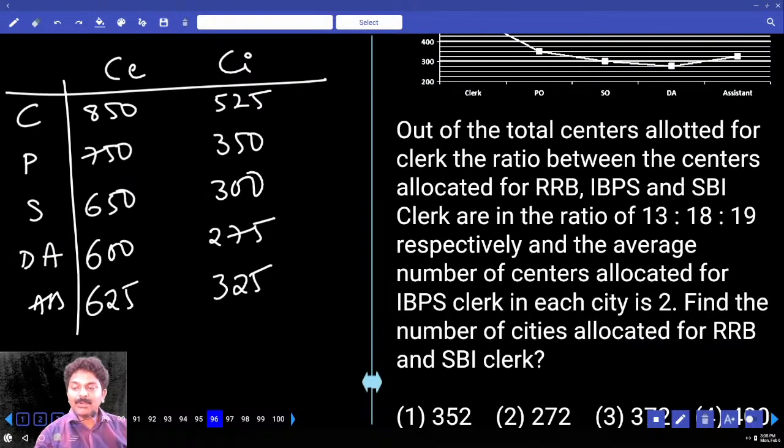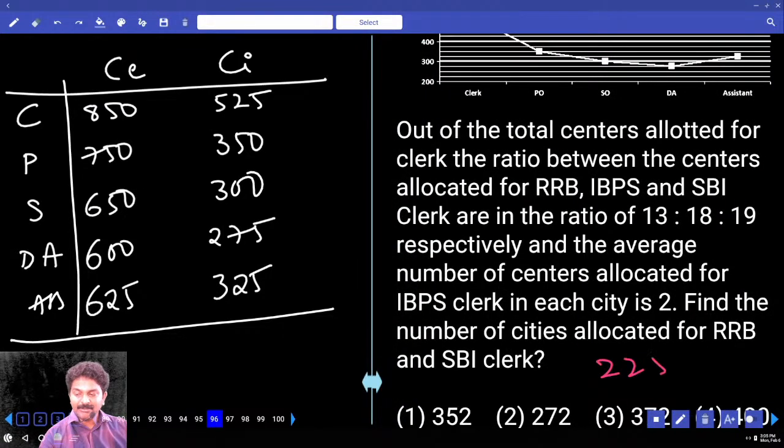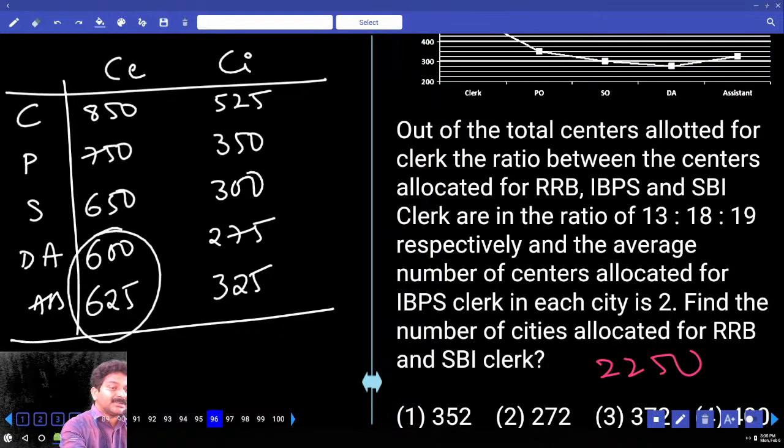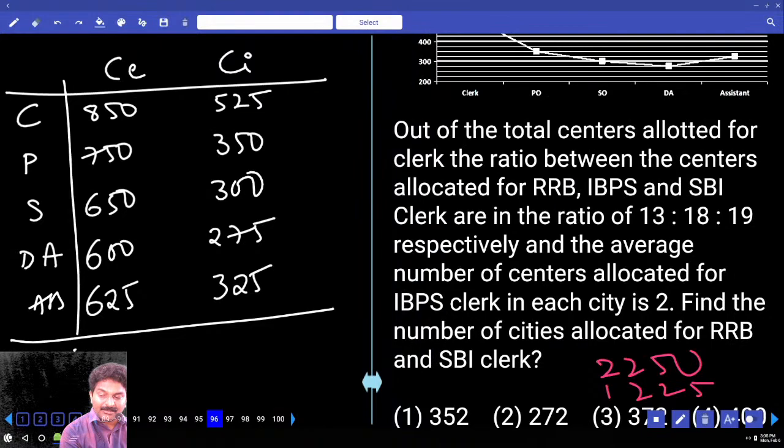Out of total centers. So that means we need to add everything. 650, 750, 850 are consecutive numbers with a difference of 100. Sum is equal to the middle number multiplied by 3, 750 times 3, 2250. Otherwise we would have to add everything. 750 times 3 is 2250. Remaining two numbers 12, 25. So total we have 3475.